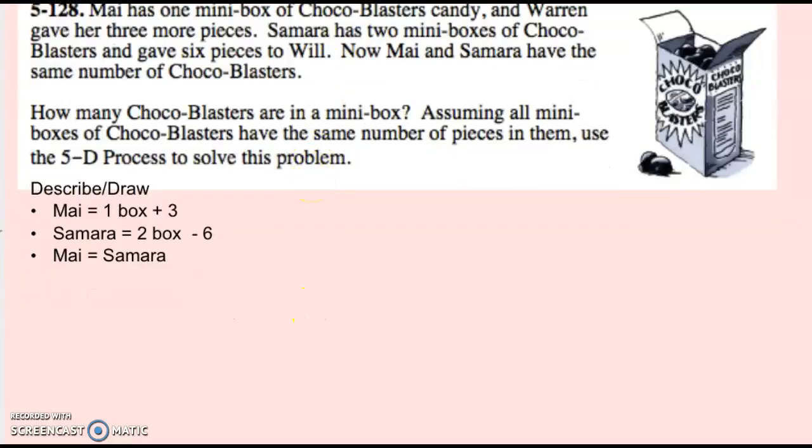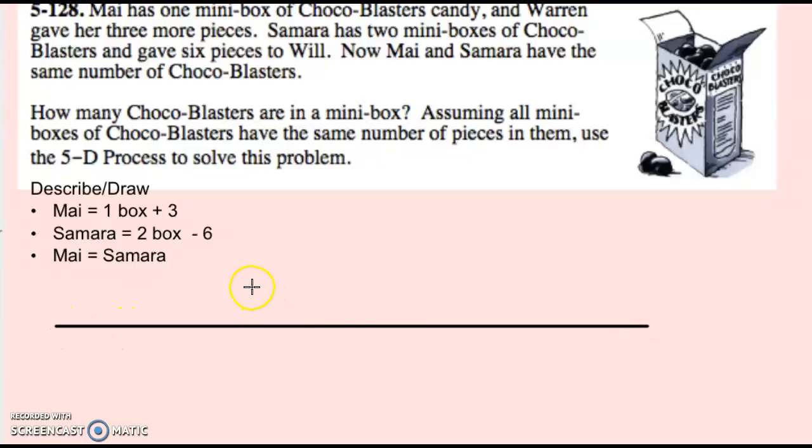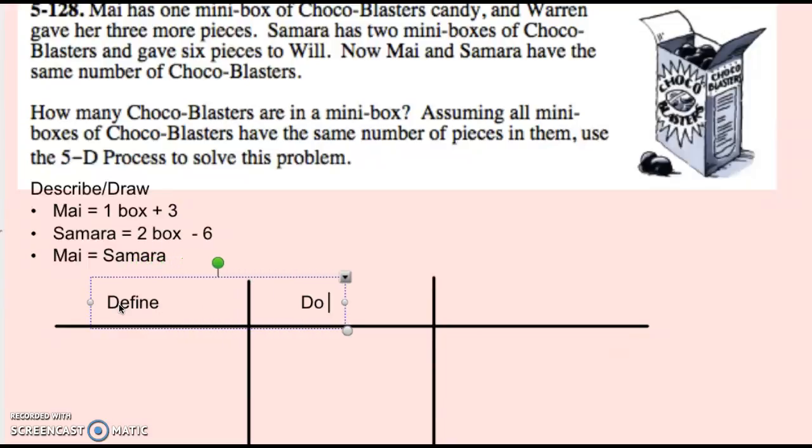So after that, I'm going to start with the table part of my 5D process. So I'm going to divide it into the 3 sections of define, do, and decide. You should be doing these same things in your notebook. So for this problem, the thing that we're defining is how many Choco Blasters are in a mini box. So that's the thing that we are going to be guessing.